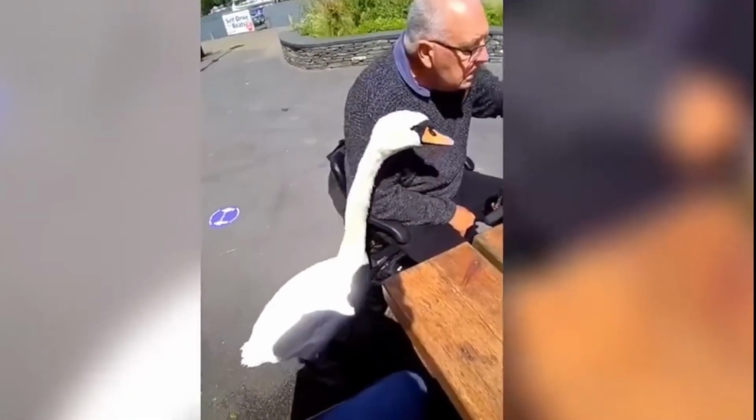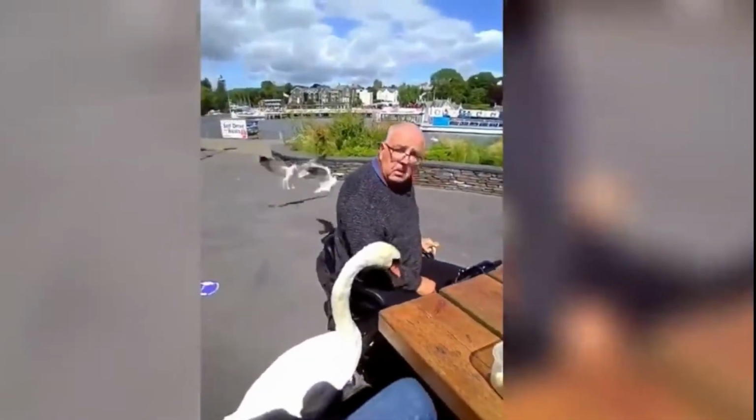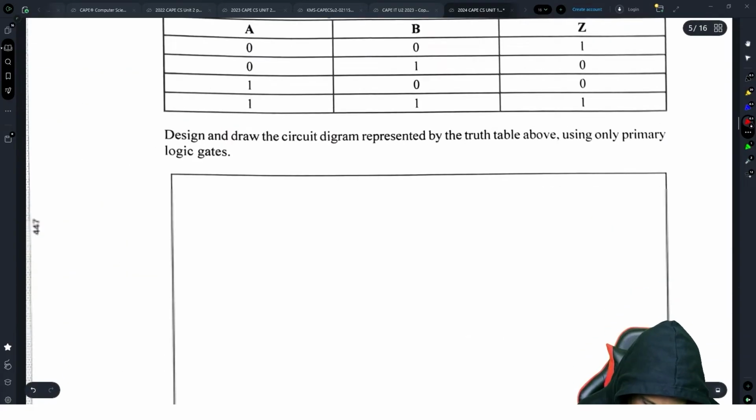It's got such a long, thin neck. Oh! No. Take that food, boy, take that food.